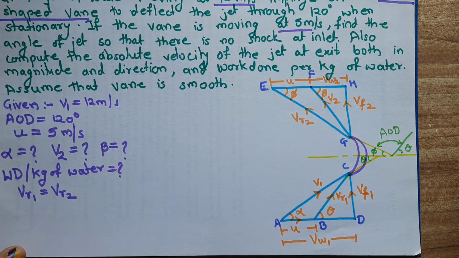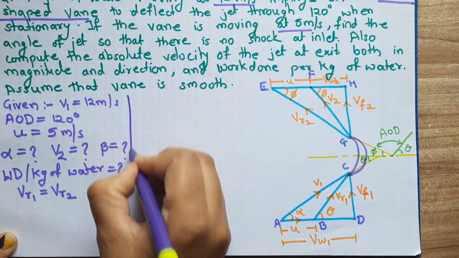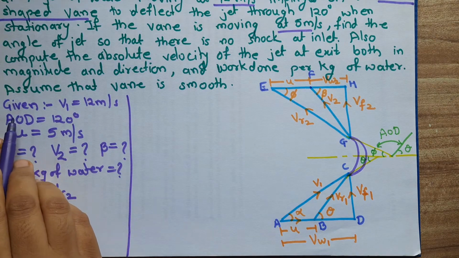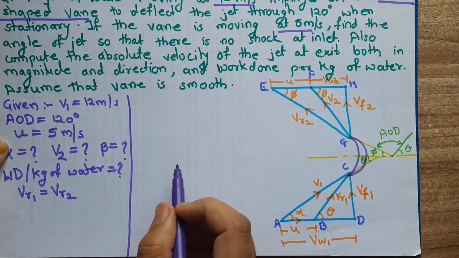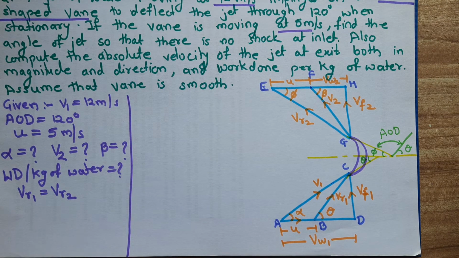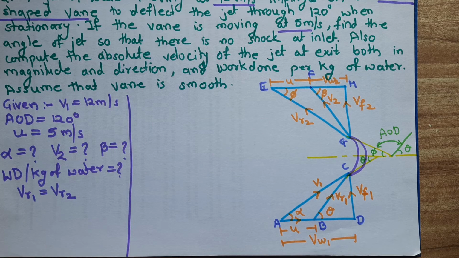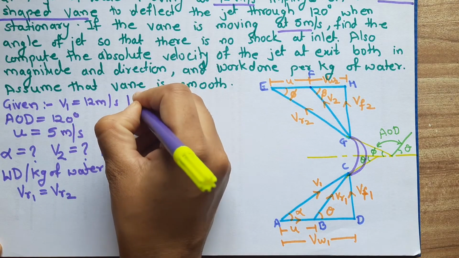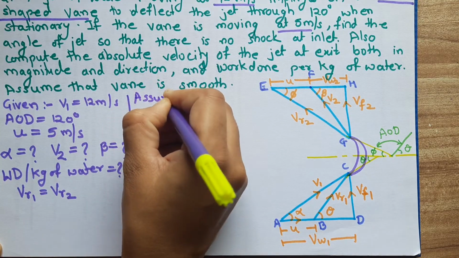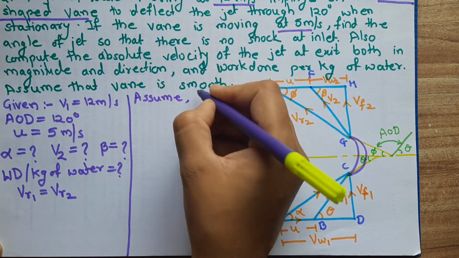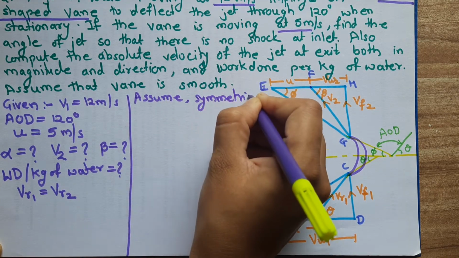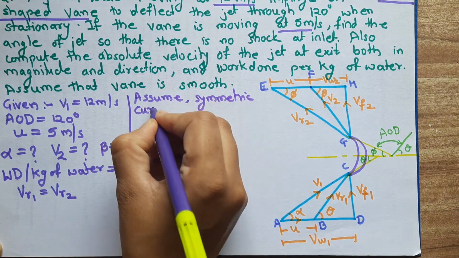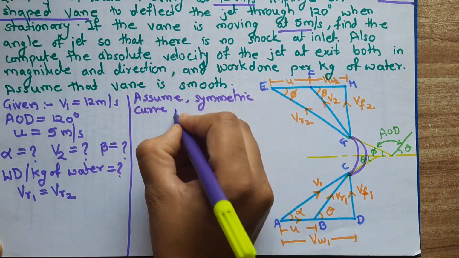Now here AOD, that means angle of deflection, is given to us, and in the question nowhere it is mentioned that it is an unsymmetric curved plate, or even that it is a symmetric curved plate. So let's assume that it is a symmetric curved plate. Why we are assuming this?